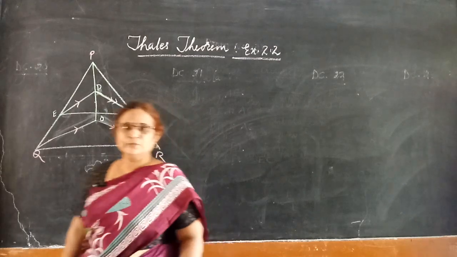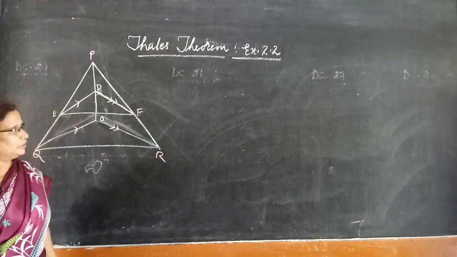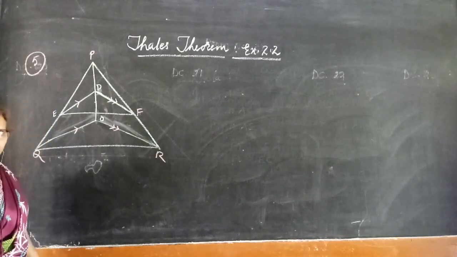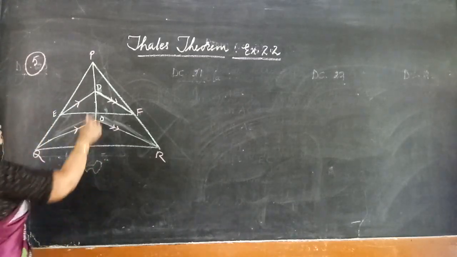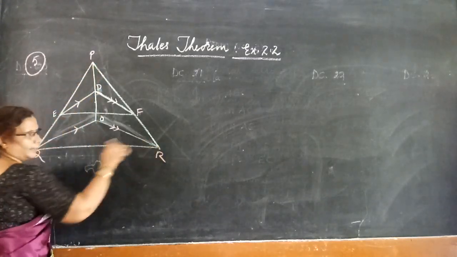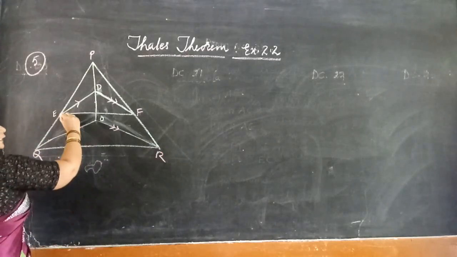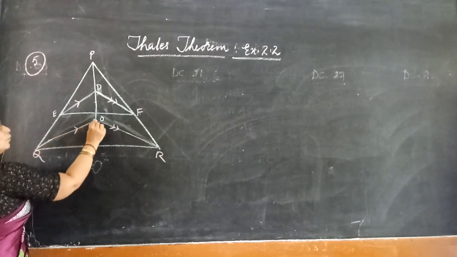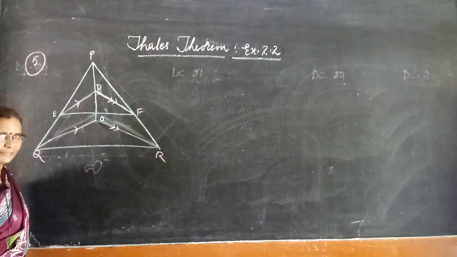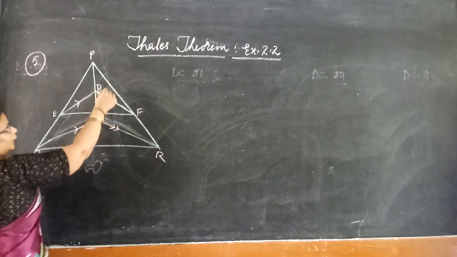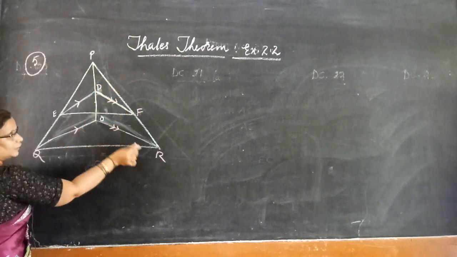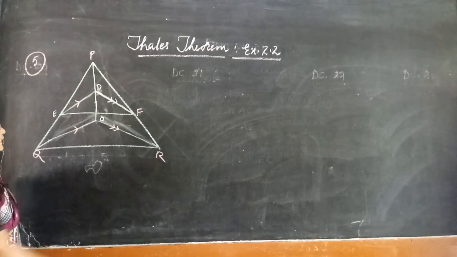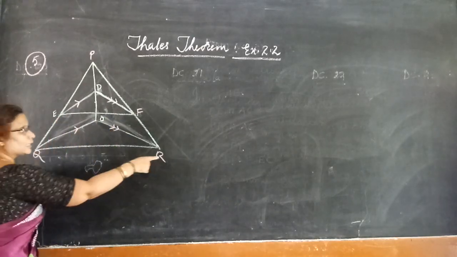Again, we shall continue the next problem, children. 5th one. In the figure, observe the figure carefully. In the figure PQR, DE, can you see? DE is parallel to OQ. The figure is given in the textbook. And DF is parallel to OR. This is given. What we have to prove is EF is parallel to QR.